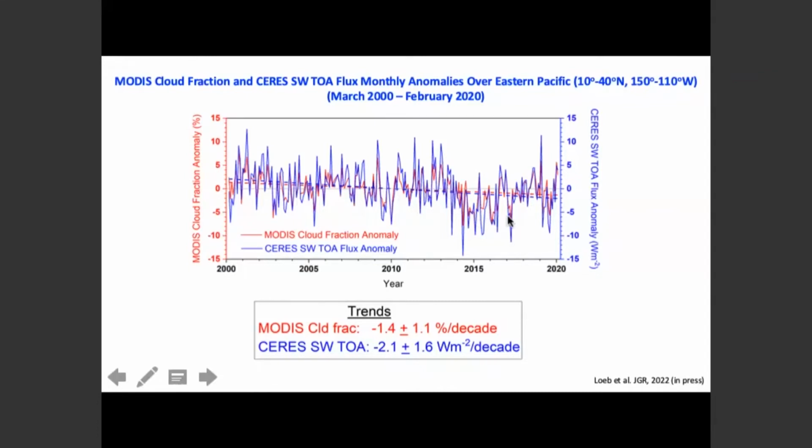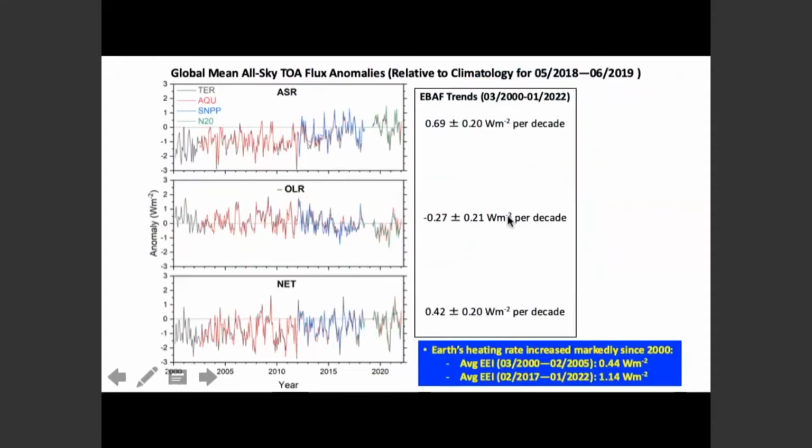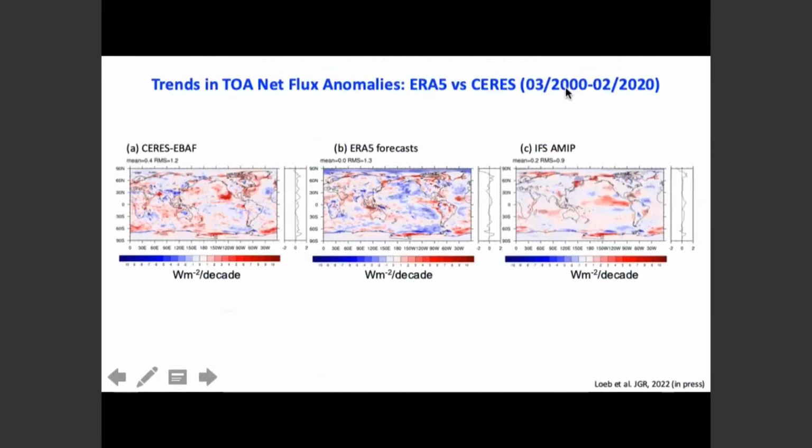So that's pretty robust. And you can also look at the CERES instruments on different satellites. There's CERES instruments on Terra, Aqua, Suomi NPP, and NOAA-20. They were all launched at different times. But if you put them on a common climatology, it's sort of, whoops, it's a short period.